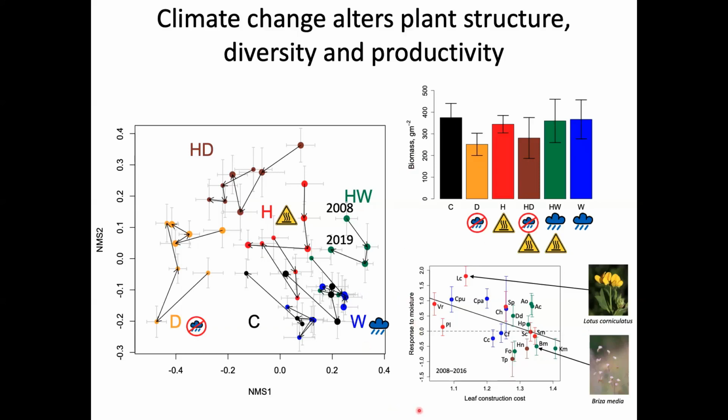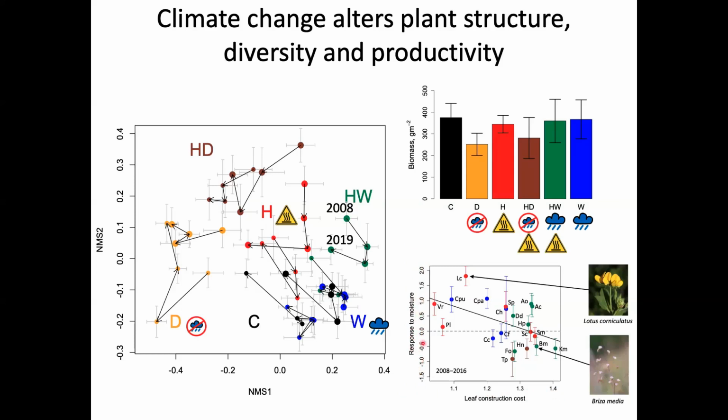So illustrated here on the x-axis we have leaf construction cost. That's a measure of part of the leaf economic strategy of the different plant species. On the y-axis, the response of those plant species to moisture availability in the treatments. So above 0, we've got plants that do better under the watering treatments, less well under drought, and below 0 we have those plants that are being benefited by the drought treatment.